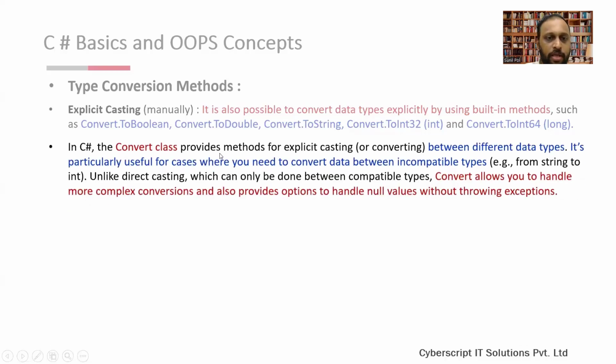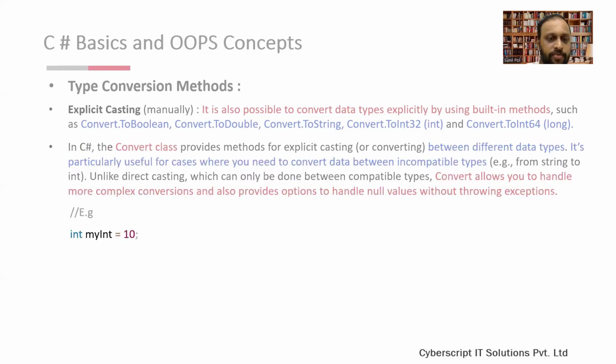In C#, the Convert class provides methods for explicit casting between different data types. It's particularly useful for cases where you need to convert data between incompatible types, for example from string to int. So unlike direct casting, which can only be done between compatible types, Convert allows you to handle more complex conversions and also provides options to handle null values without throwing an exception.